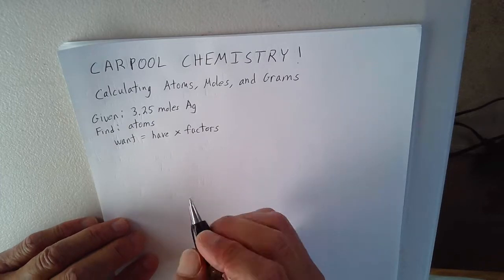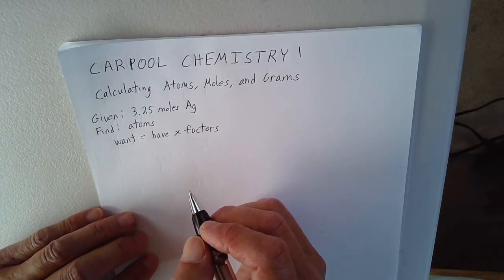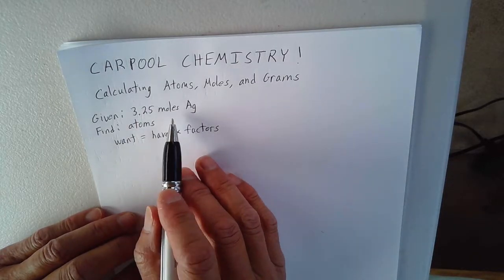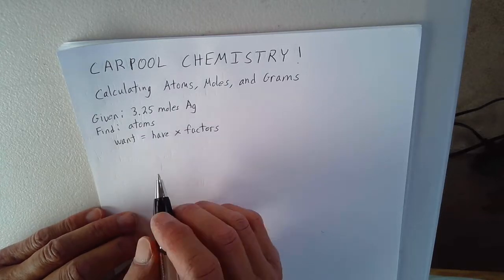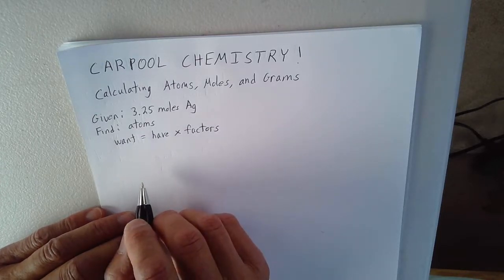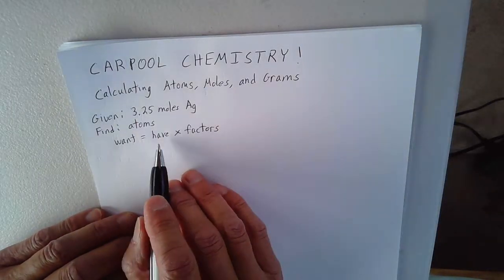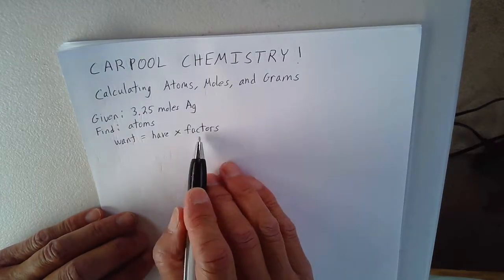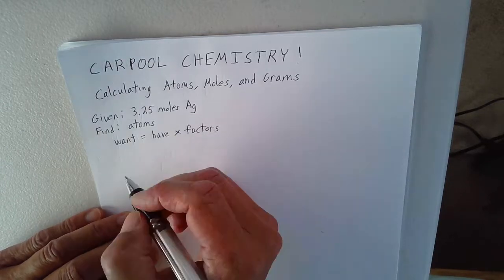Carpool Chemistry. Today, we're going to learn how to calculate atoms, moles, and grams. Let's say you're given 3.25 moles of silver, and you're asked to find the number of atoms of silver this is. Well, instead of memorizing a specific formula for this, all you need to do is write down our general equation for dimensional analysis. What we want is equal to what we have times the conversion factors that relate what we have to what we want.